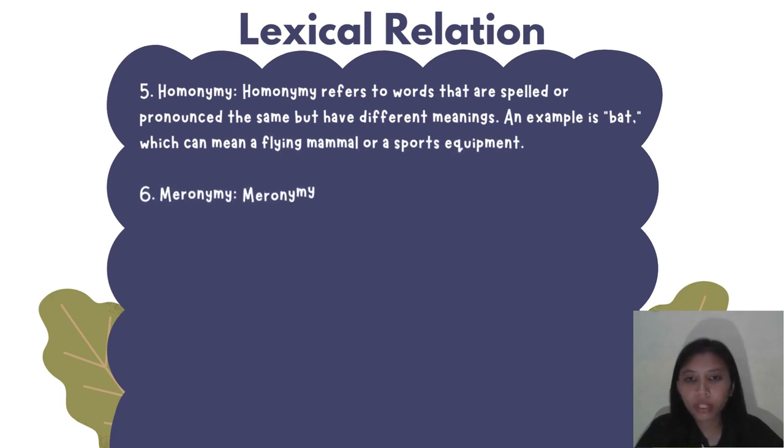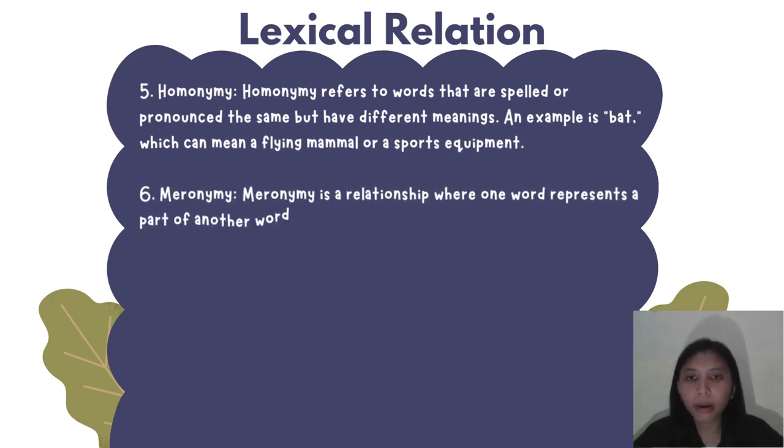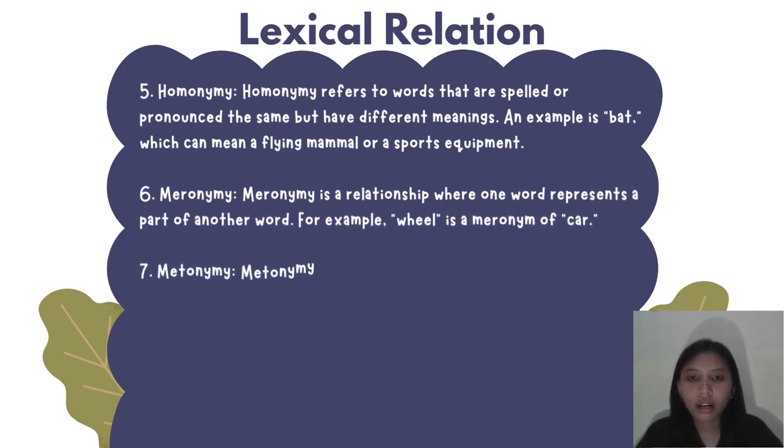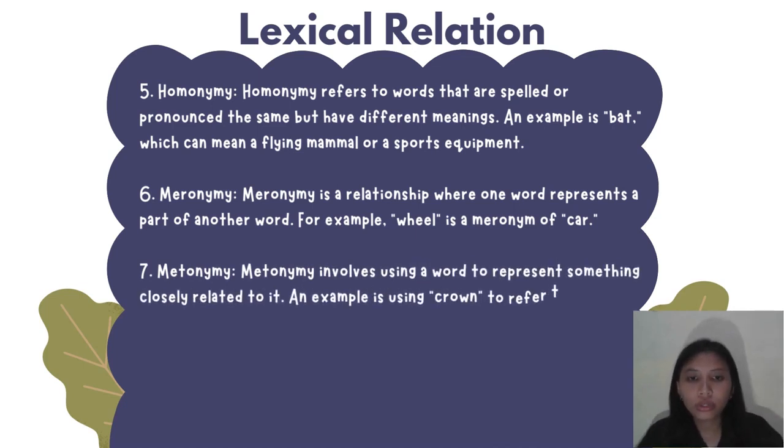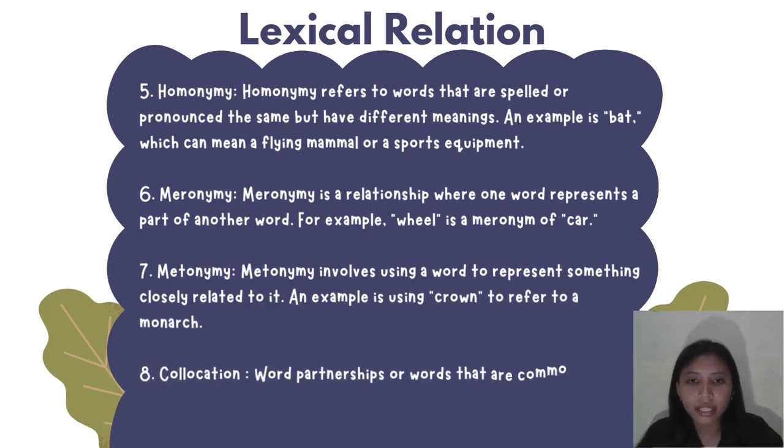Number 6, meronymy. Meronymy is a relationship where one word represents a part of another word. For example, wheel is a meronym of car. And then number 7, metonymy. Metonymy involves using a word to represent something closely related to it. An example is using crown to refer to a monarch.